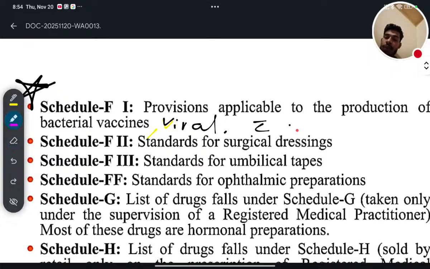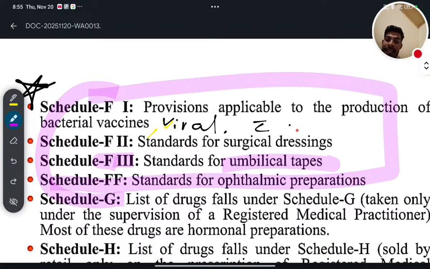F3 means which one? Umbilical tape. Yes or no? So F3 is about umbilical tape. So you have to remember these very easily. These four: F1, F2, F3, and FF. So please repeat after me.